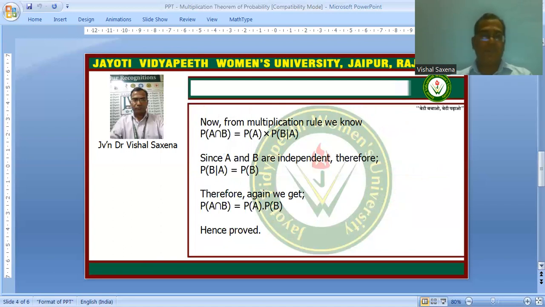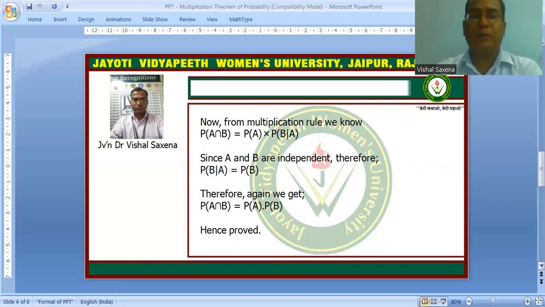Now from the multiplication rule, we can see here P(A intersection B) is equal to P(A) into P(B given A), as we have already seen. Because events A and B are independent, as we have already discussed, P(B given A) is equal to P(B), and therefore the probability of event A intersection B is given by P(A) into P(B). When we put the value of P(B given A) in the above equation, it reduces to P(A intersection B) is equal to P(A) into P(B).